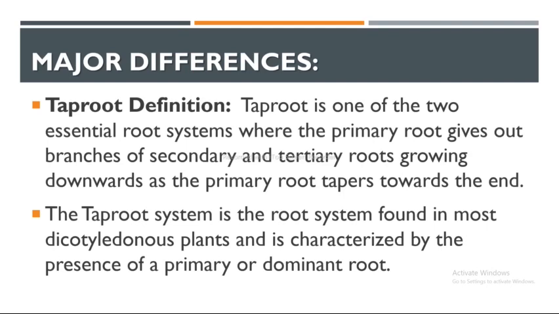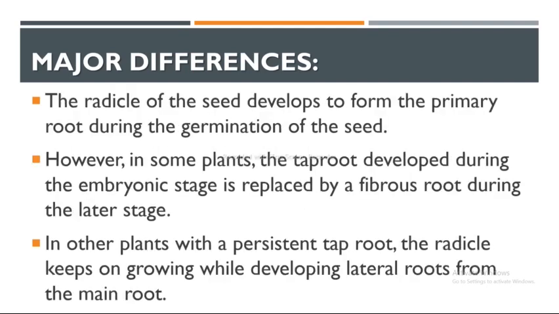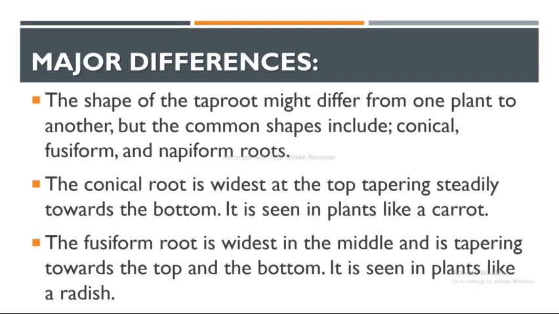The taproot is the root system found in most dicotyledonous plants and is characterized by the presence of a primary or dominant root. The radicle of the seed develops to form the primary root during the germination of the seed. However, in some plants the taproot developed during the embryonic stage is replaced by a fibrous root during the later stage. In other plants with a persistent root, the radicle keeps growing while developing the lateral roots from the main root.